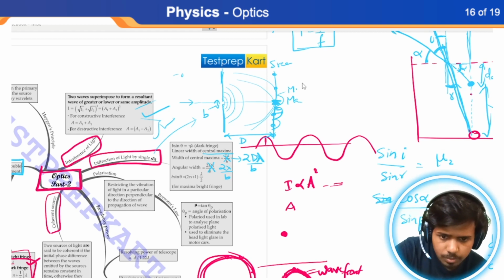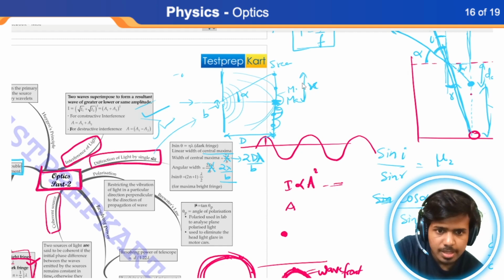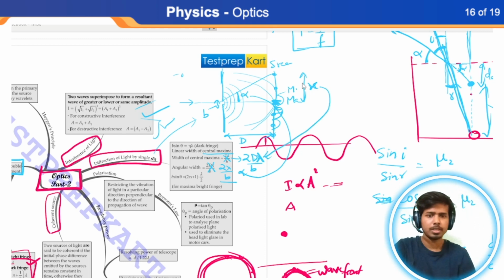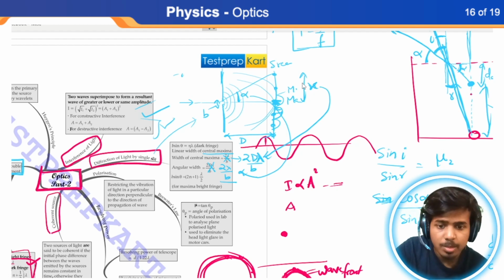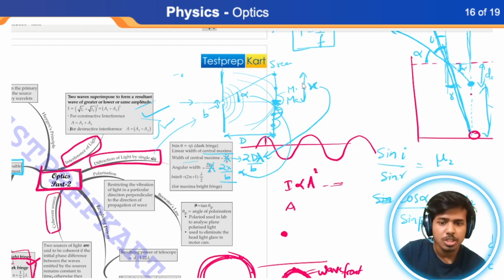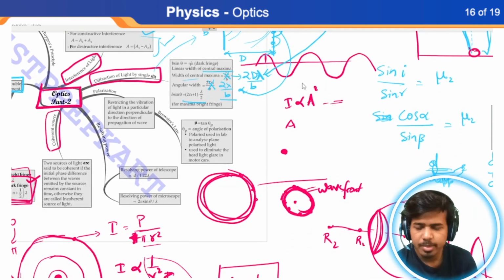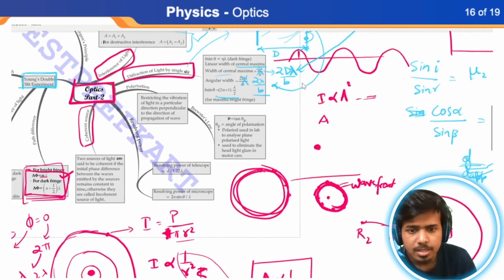So this is for the angular width. If you have it like this, then what is this angle? Alpha. And what is this? X. This is given by this formula, and this is given by this formula. This is for the central bright fringe. For the nth bright fringe, you have this formula. So this was diffraction, very similar to Young's double slit experiment, but there is a difference here.